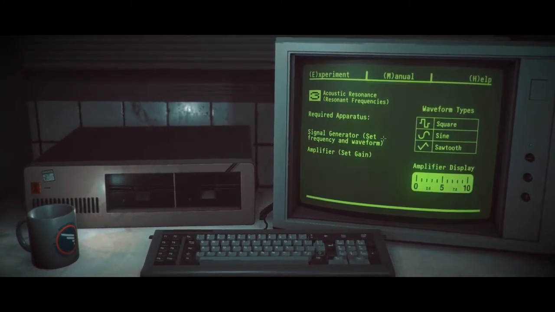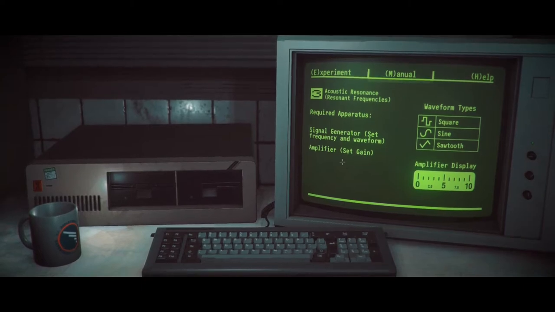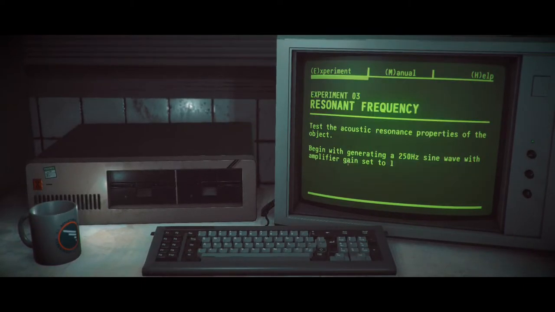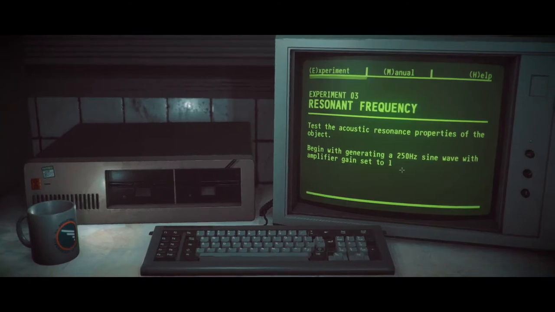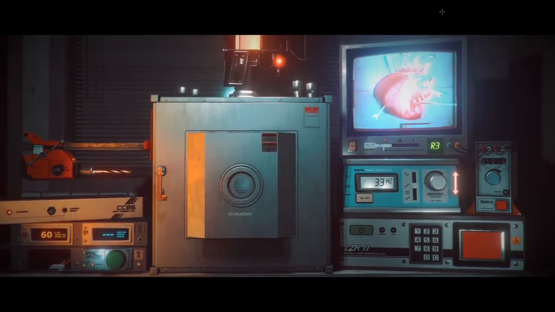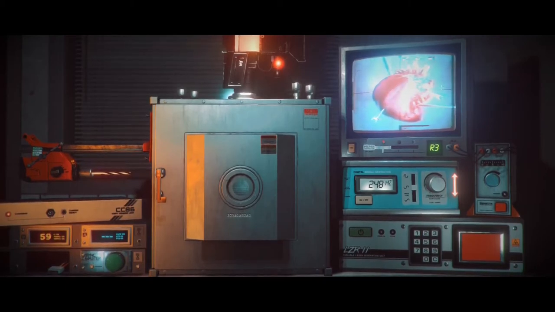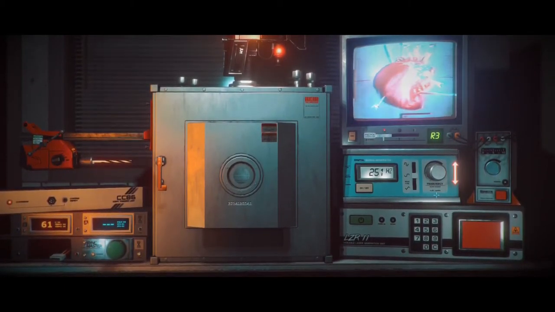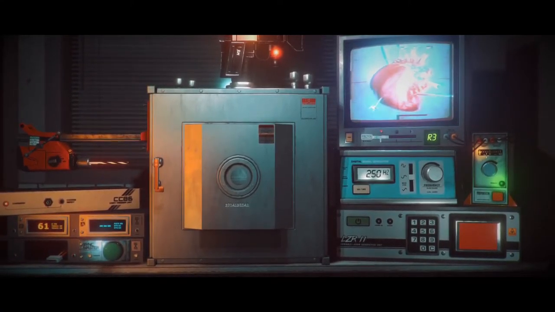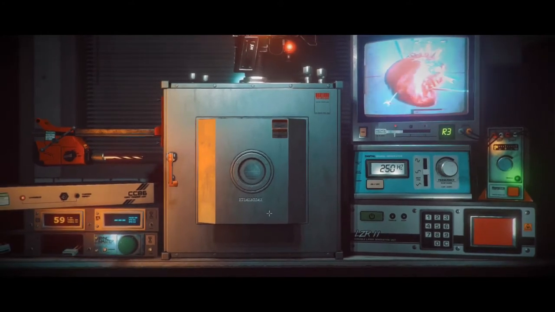Acoustic resonance. Sine is the swoop. This swoop de swoop da. Okay. 250 gain 1. Yeehaw, baby. Too high. There we go. Amplifier, is that 1? Okay. Good enough, apparently.